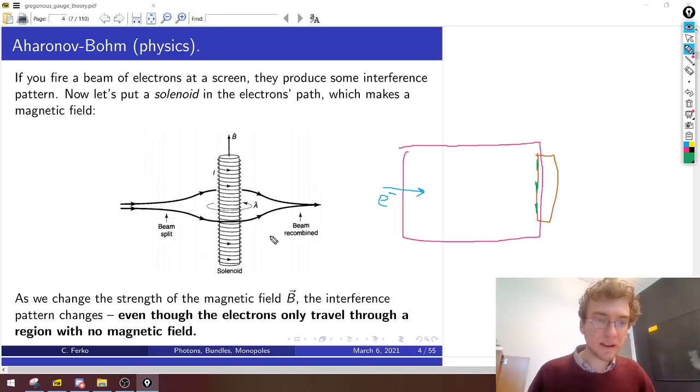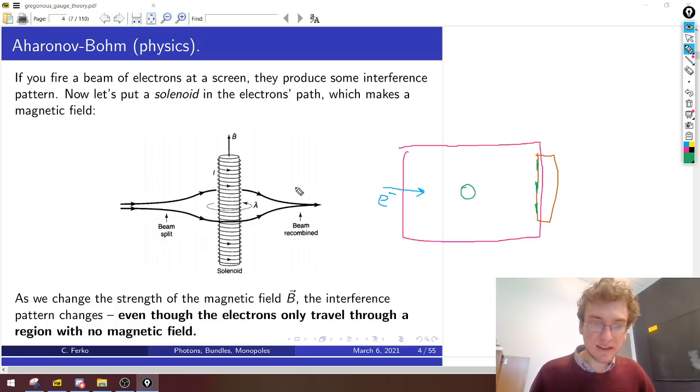So here's an interesting fact. If you do this experiment, but now you put in the middle of this path a little solenoid, it doesn't matter if you know what a solenoid is. We're really just wrapping a wire around some chunk of iron and passing a current through it, so it creates a magnetic field. So there's a magnetic field in the center of this experiment.